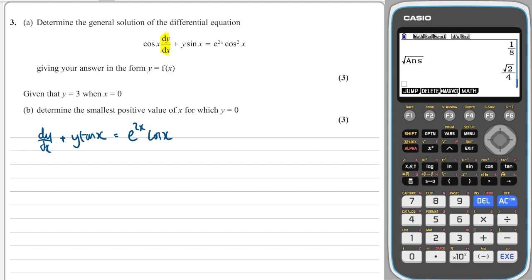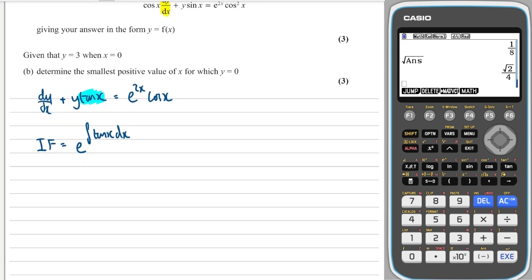Okay, great. Now using integrating factor, the integrating factor will be whatever is multiplied by the y in this case, so tan x. So it'll be e to the integral of tan x dx. The integral of tan x from our formula booklet is ln sec x. Now I've got e to the ln, so those two will cancel, so it means that the integrating factor is sec x.